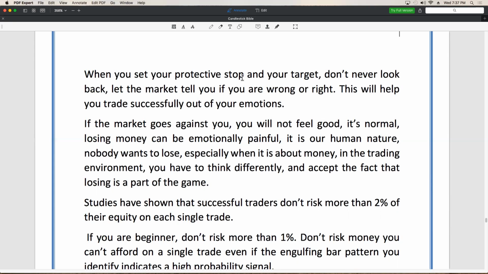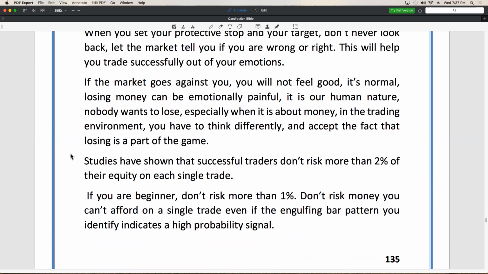Now, if you don't set that stop, you better watch your stuff. You better watch them candlesticks like we do. So if the market goes against you, you will not feel good. It's normal. Losing money can be emotional, it is our human nature. Nobody wants to go on a drawdown, especially when it's about their money, about your money. So in the trading environment, you have to think differently and accept the fact that drawdowns are a part of the game.